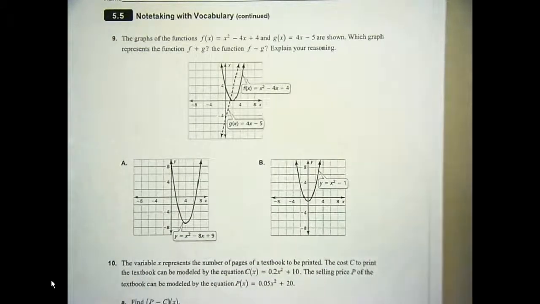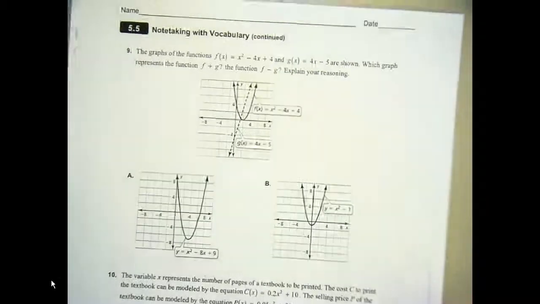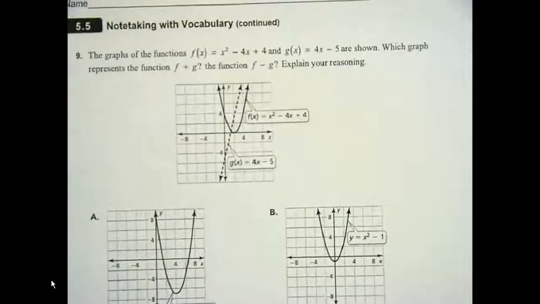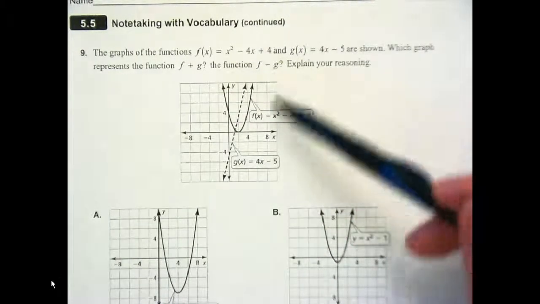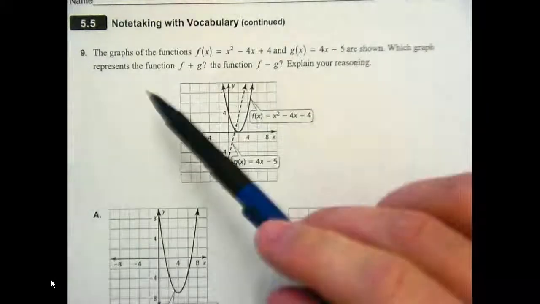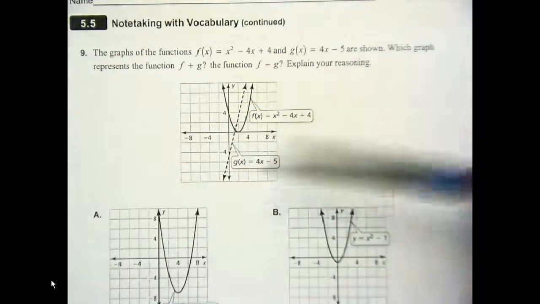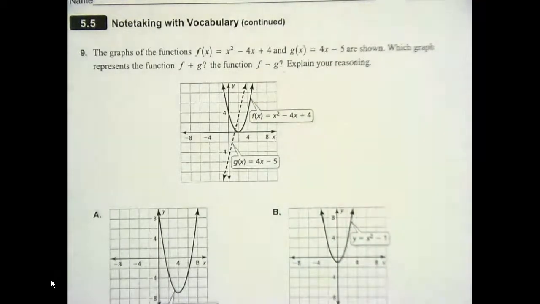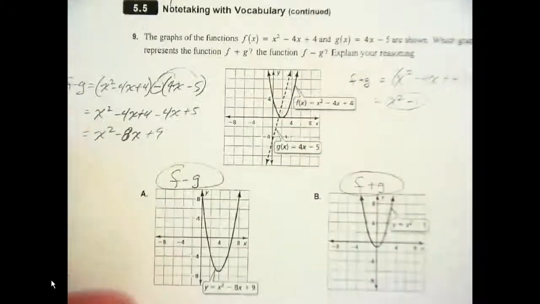So this is kind of a picture representation of the combining of the functions. If you're looking at number 9 here, the graphs, you have your x squared minus 4x plus 4 and your 4x minus 5. Then you're trying to figure out which one represents f plus g and which one represents f minus g. Algebraically, probably the easiest way to go about it is to do f minus g and do f plus g, and then look at the graphs.